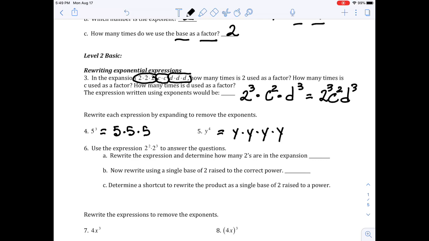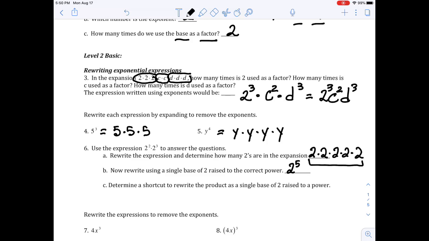Use the expression 2 squared times 2 cubed to answer the questions. Rewrite the expression and determine how many 2's are in the expansion. So if we expand that, going from exponent notation to expansion, we would write that as 2 multiplied by 2 multiplied by 3 more 2's. And so we would see that altogether we have 5 2's in that expansion. So that becomes 2 to the fifth.